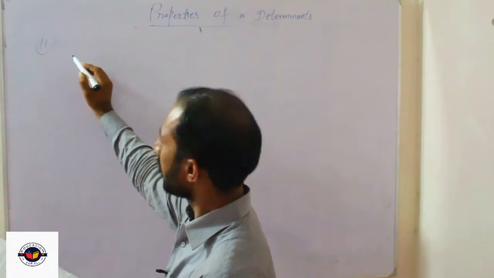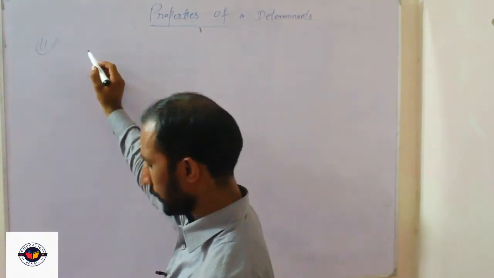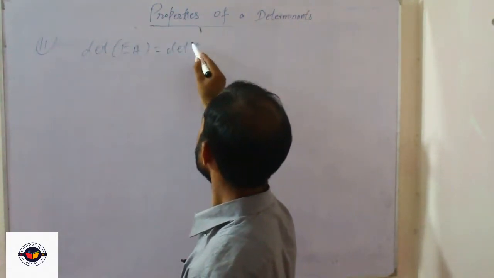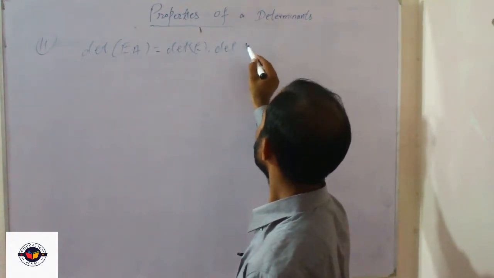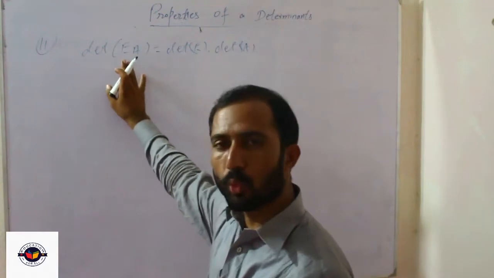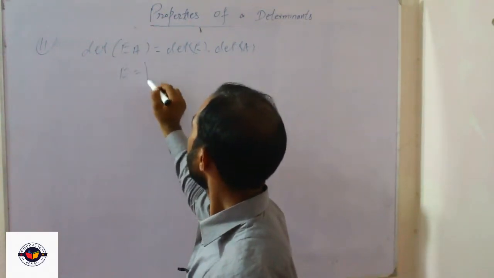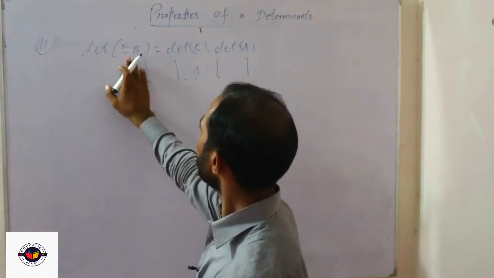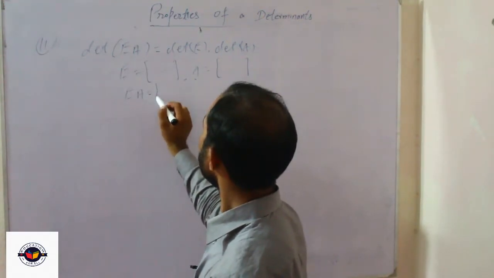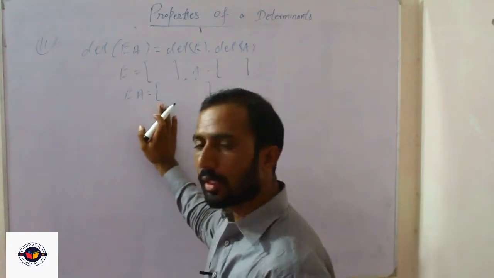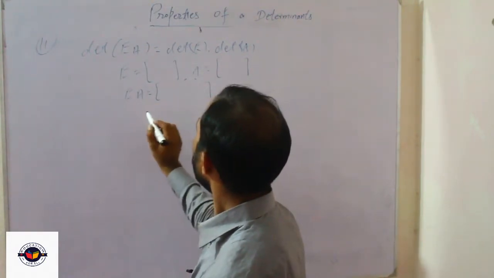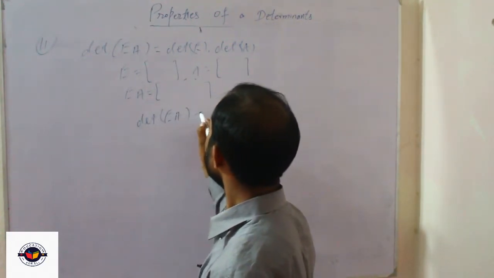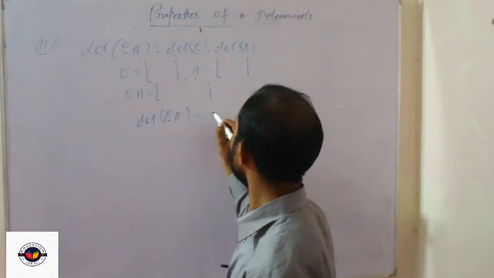Next property is property number 11, and this is determinant of EA is equal to determinant of E into determinant of A. It means that we have two matrices, one matrix is E and another matrix is A. Now first we multiply matrix E with A, and after multiplying E with A we will get a new matrix, and now we take the determinant of this new matrix EA. It will give us some value.